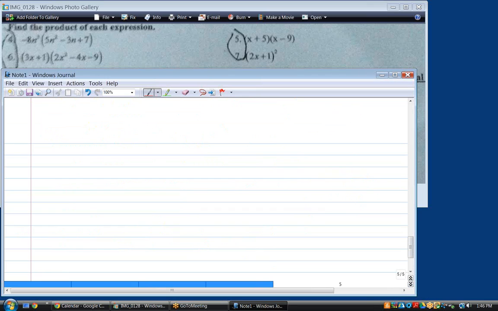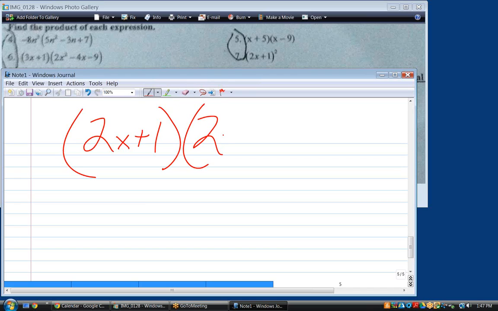Now number 7 is 2x plus 1 quantity squared. How do I do that? Hold on real quick, I'm just changing my answer. All right. So number 7 would be. I had problems with this. How would you square that? Okay, squaring means to multiply by itself. So that's the same thing as squaring 2x plus 1.